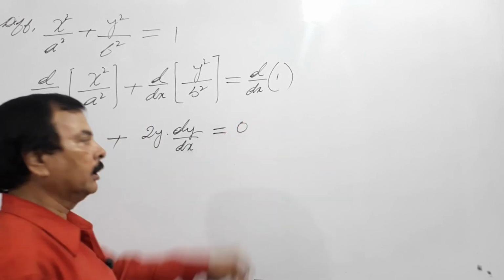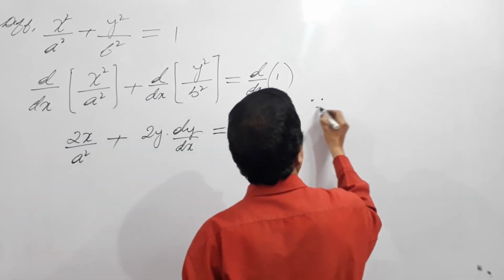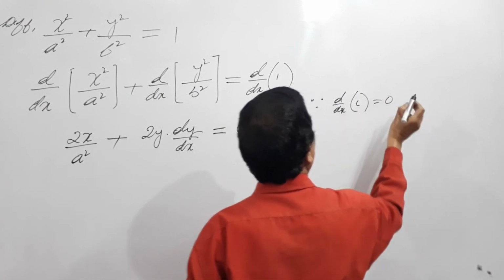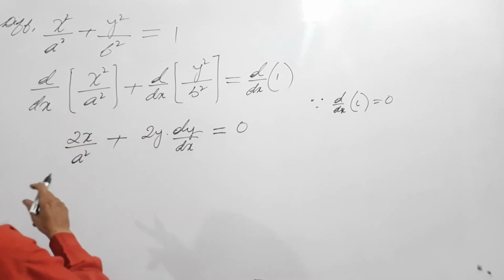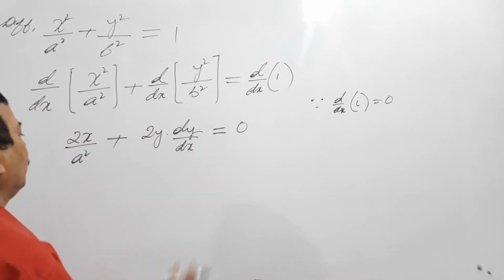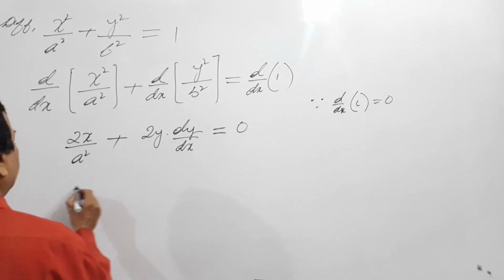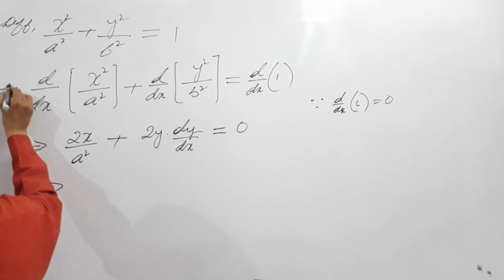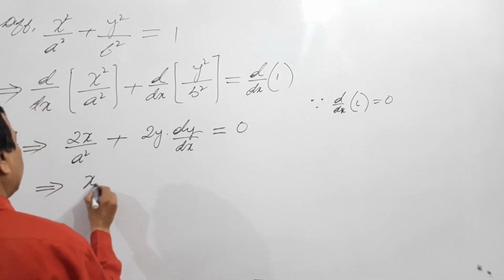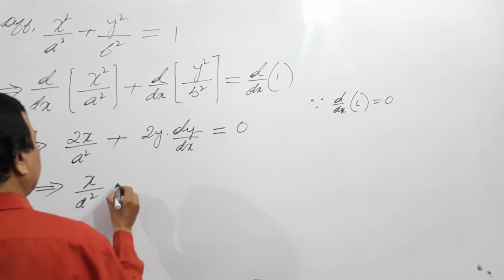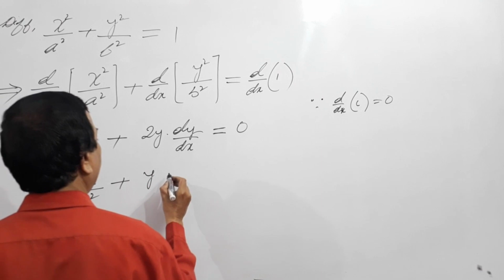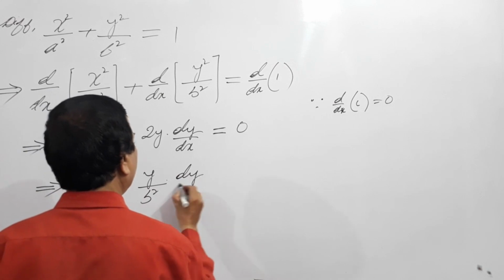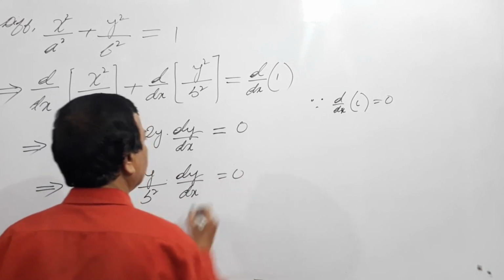equals to 0. If you differentiate a constant, that is d by dx of c, constant equals to 0. So what happens? I divide throughout by 2, that becomes x by a square plus y by b square into dy by dx equals to 0.